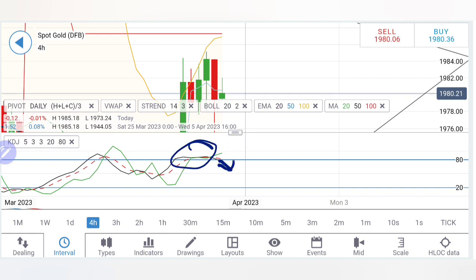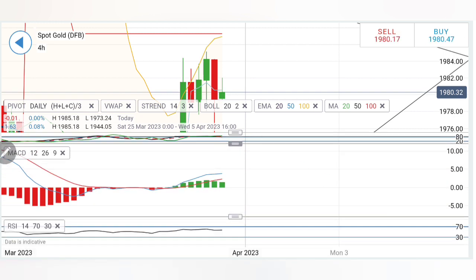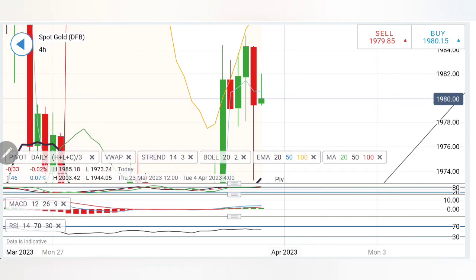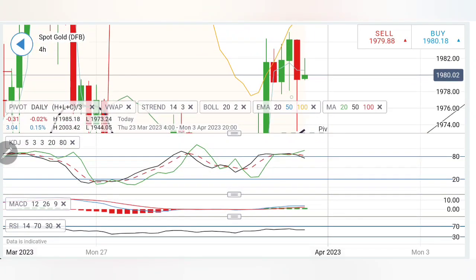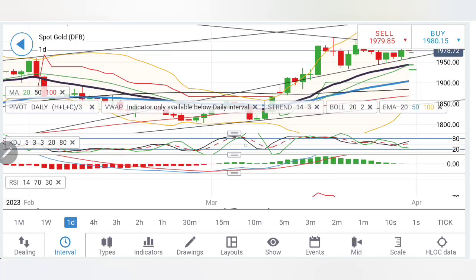See, stochastic was trading overbought. It has cooled down a bit, but it does not mean that it cannot come back to the overbought zone. It can reverse and trade bullish from here. The possibility exists. So that is the level, that is 85, beyond which certainly more bullishness can prevail. But look, the MACD is still green, the RSI is almost trading flat.